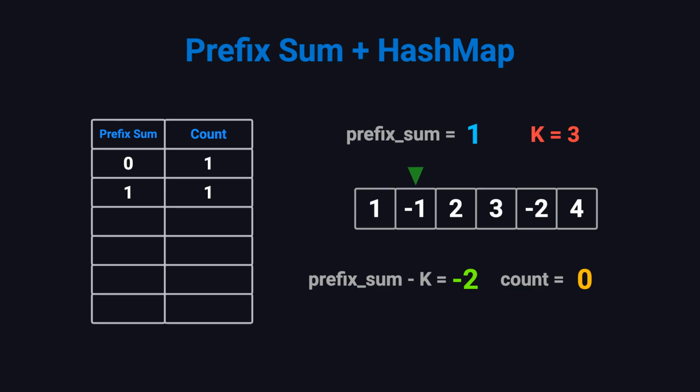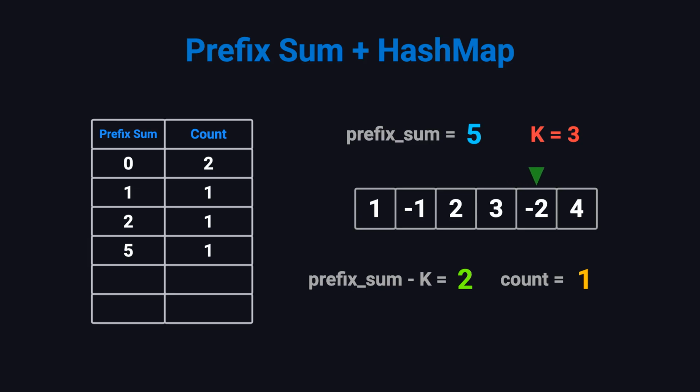Then we add -1, and the prefix sum becomes 0 again. 0 minus 3 is -3, not in the map, so the count stays 0, and we record that 0 now appears twice. Next we add 2, the prefix sum is 2, and 2 minus 3 is -1, not in the map, so we record 2 once. Then we add 3, and the prefix sum becomes 5. 5 minus 3 is 2, and 2 is in the hash map once, so we found 1 valid subarray, and the count becomes 1. Record that 5 appears once.